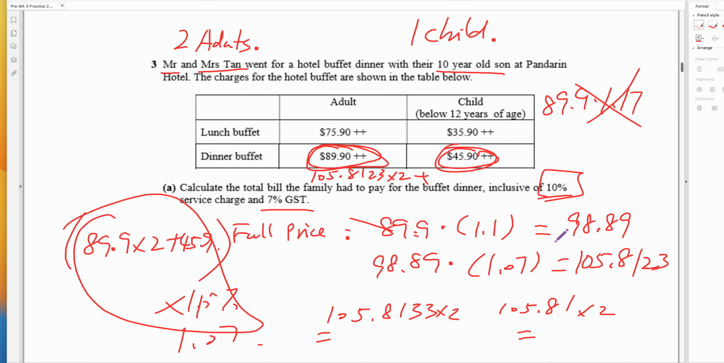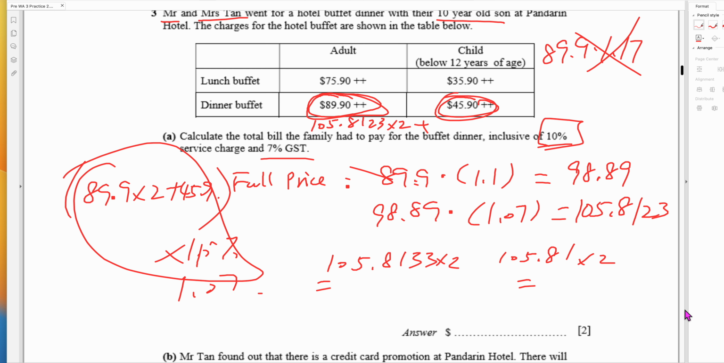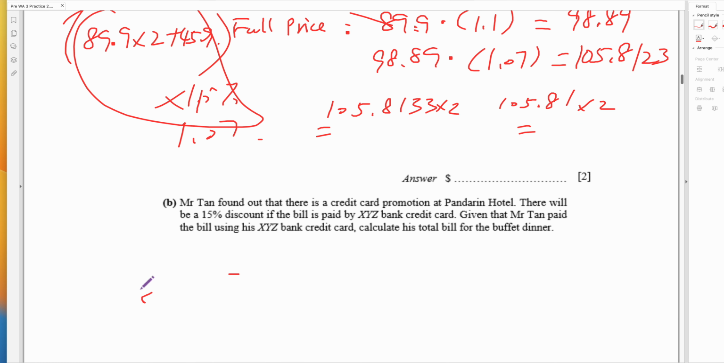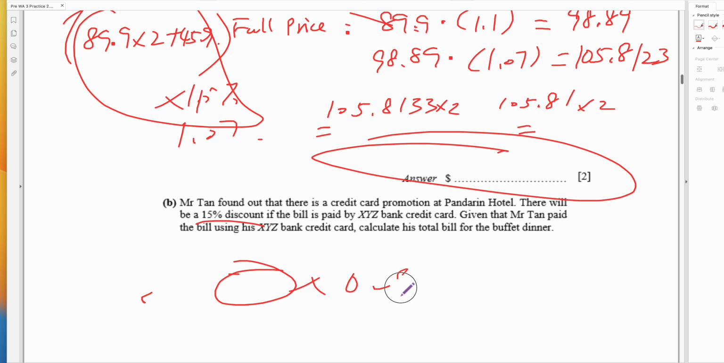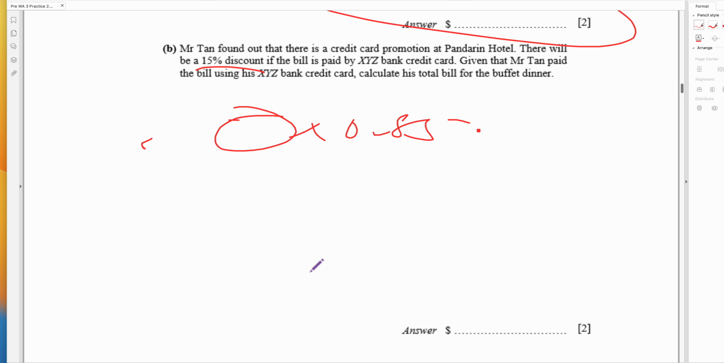Understand? But actually, the key I want to talk about here is that don't round off in the intermediate steps. Keep it as accurate as possible. And if you can express it as a mixed number, don't express it in decimal number non-stop. Okay? So this is the thing I want to talk about. Then of course the 15% discount, so once you get the answer here, just times 0.85. So that's the money he has to pay.